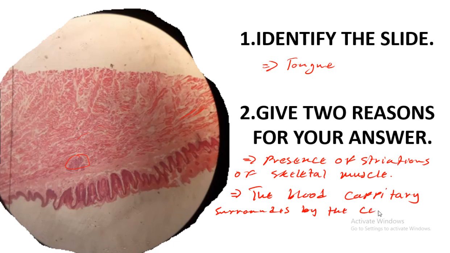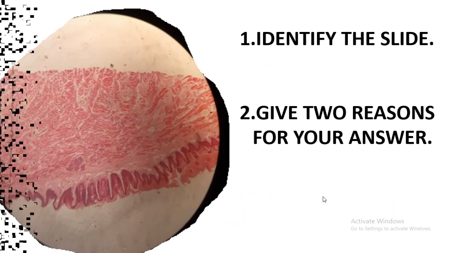The cells called the pericyte. So the pericytes are just playing a role in the what? In the supporting of the blood capillaries. Okay, let's quickly move on and look at this slide.